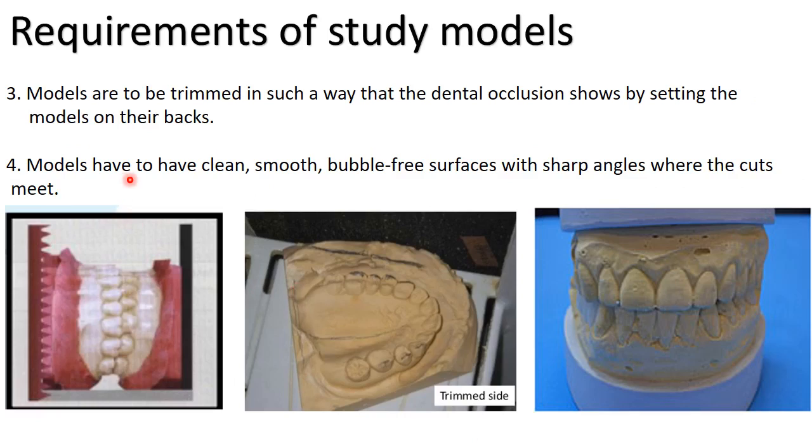The models are trimmed in such a way that the dental occlusion shows by setting the models on their back, like in this case. When you put those models on their back on the table, the teeth should be in occlusion. You can see here the extra stone, and this stone should be trimmed with the aid of a trimmer. And the models have to have a clean, smooth, and bubble-free surface with sharp angles where the cuts meet.